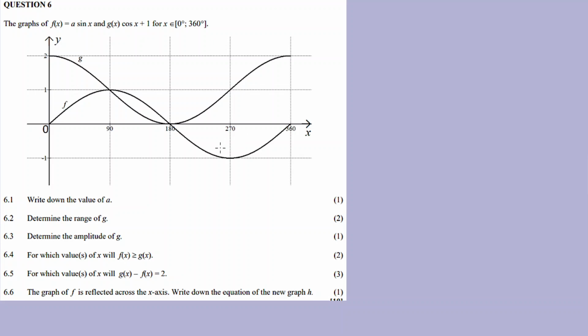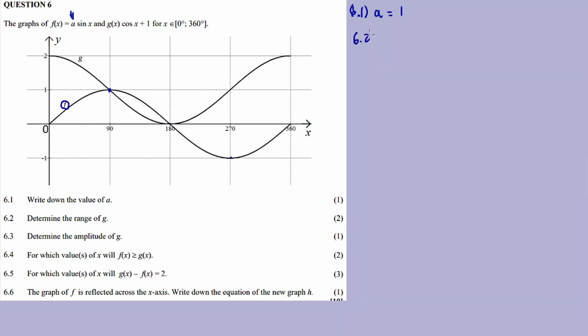It is fun to analyze. Now 6.1: look at the function f here. Write down the value of a. What is the value of a? a is equal to 1. A gives us the maximum as well as the minimum points, right? The graph turns at 1 and at minus 1, so it means our a is 1.